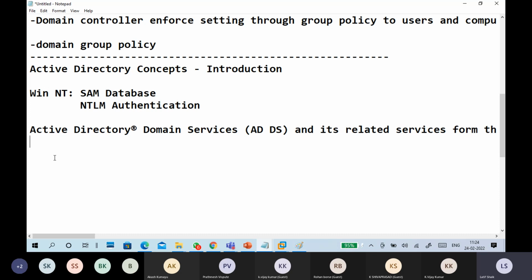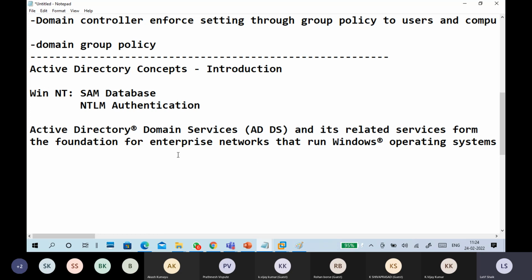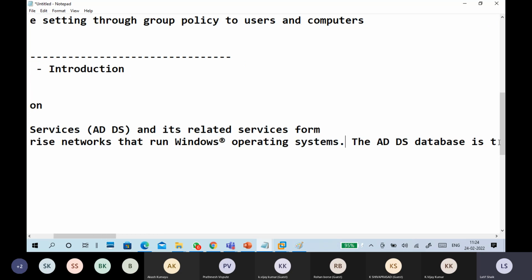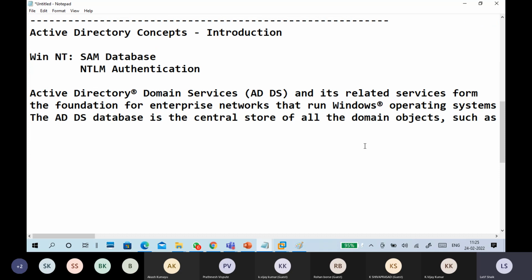In our domain and forest environment, the first basic structure is Active Directory Domain Services, introduced in 2008. Earlier the names were different, but the concept is the same: centralized authentication. Active Directory Domain Services is the foundation of an enterprise network that runs the Windows operating system. Active Directory came from Windows, but centralized authentication is not always Windows, for example LDAP in Linux. Different types of centralized authentication exist.